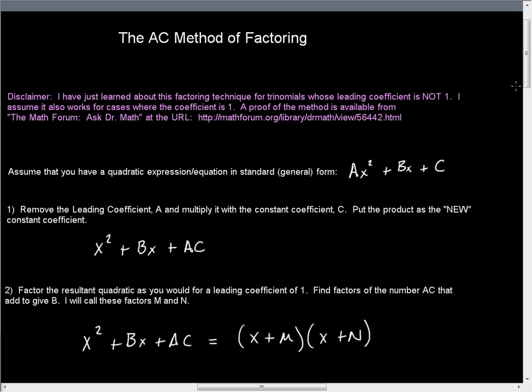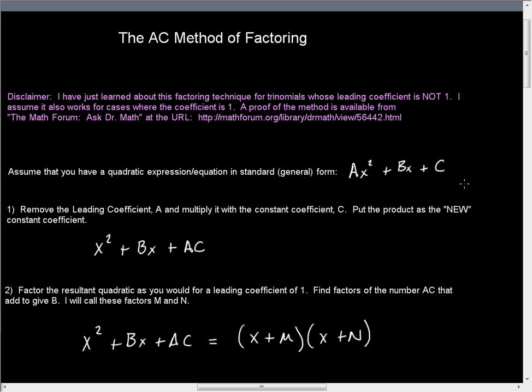Okay, so here's the method. The first thing, you have to assume that you have a quadratic expression or an equation in the standard or general form. Standard or general form is simply in the form of ax squared plus bx plus c, for a, b, and c. In the case of this level that I'm putting this video towards, they're all integers. They can be anything really, but right now we're just going to assume that they're integers. They can be negative, so be careful on the signs.